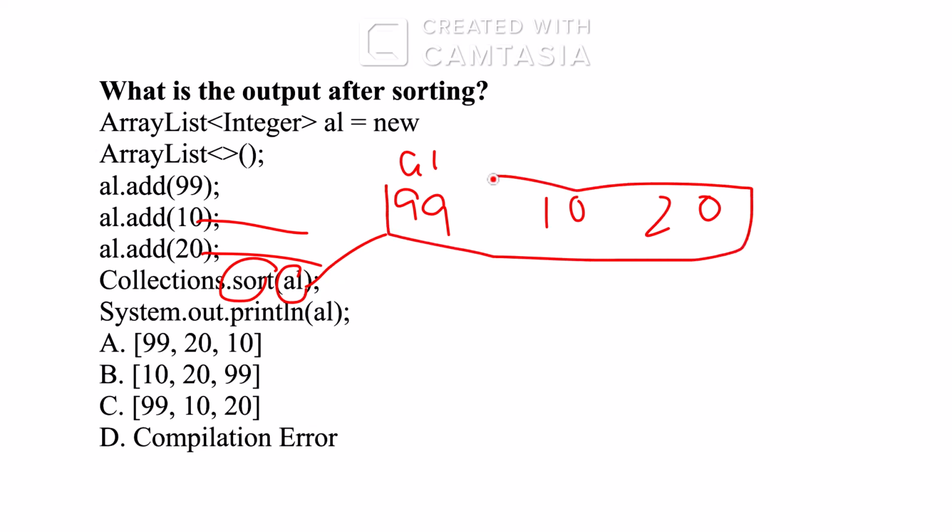This sort method is available in the Collections framework, so that's why we are using the Collections class here. Now if I sort this, what will I get? 10, 20, 99. After sorting, this will be our answer. So the answer is 10, 20, 99. Option B is the answer.